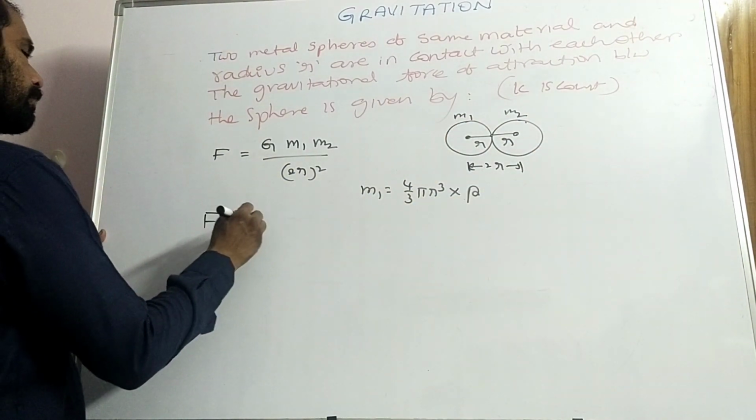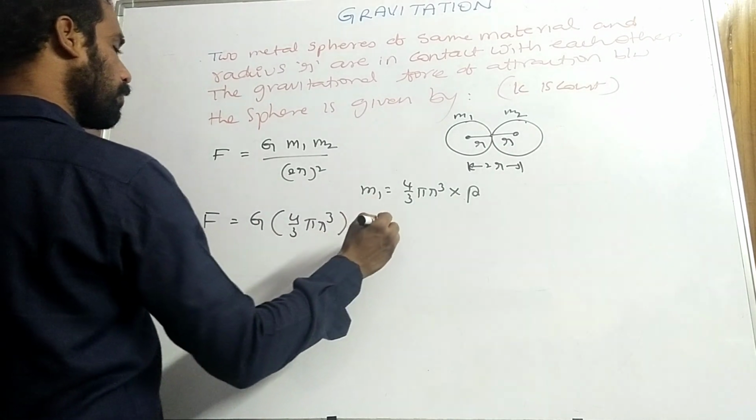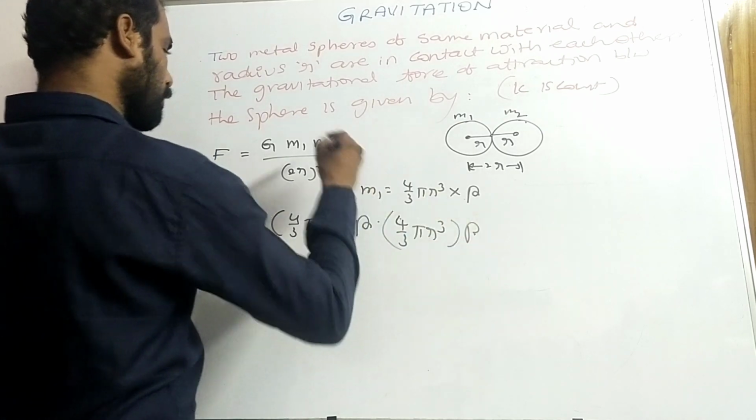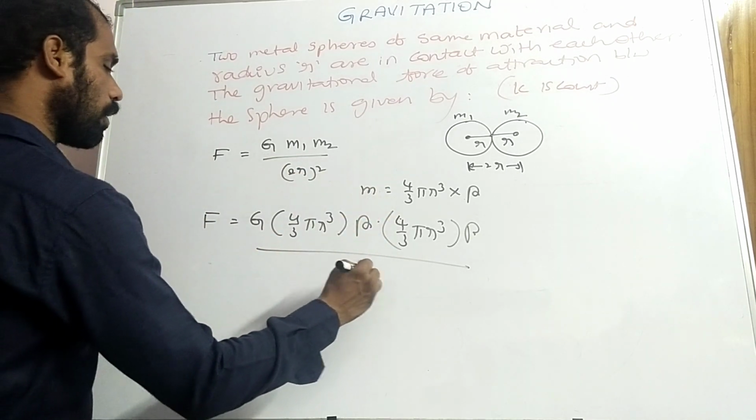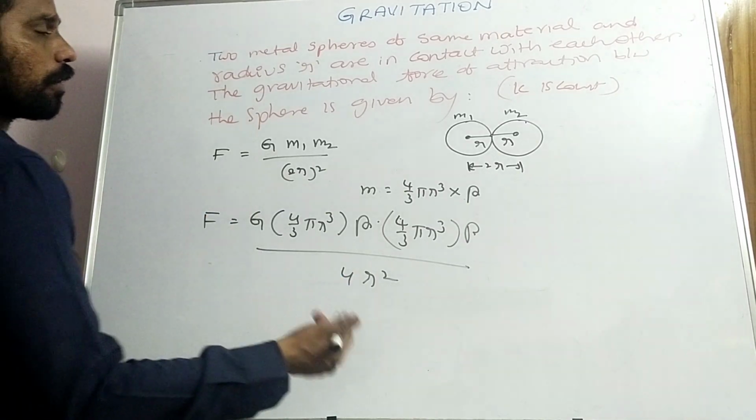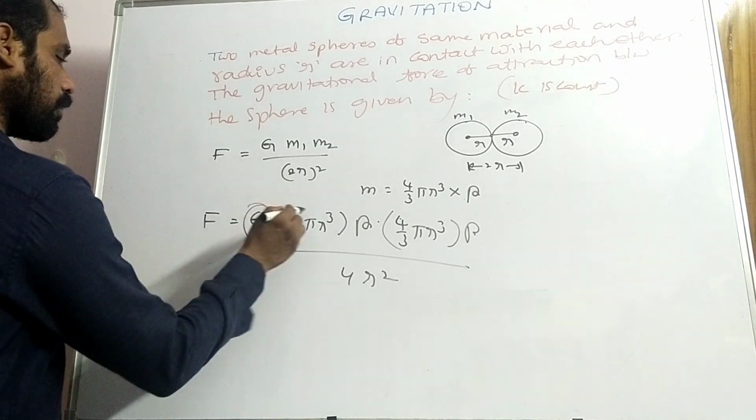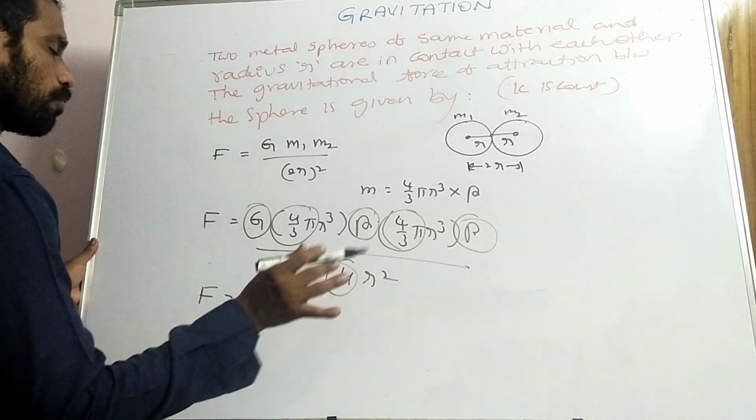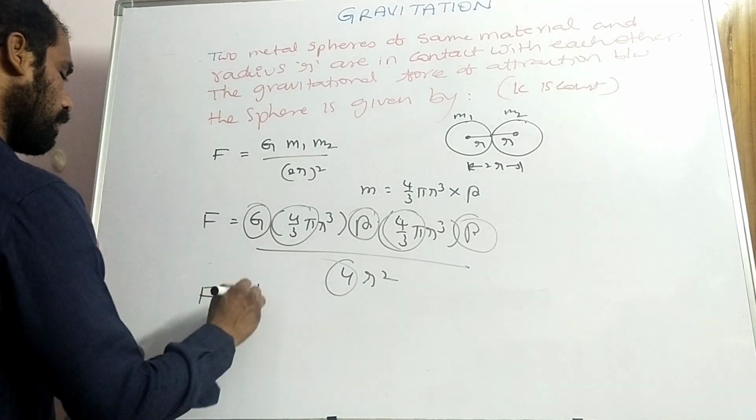So we can write the expression as G into 4 by 3 pi r cube into rho, into again 4 by 3 pi r cube into rho for the second mass m2, divided by 4r square. So what is the relation between F and r? F is equal to G constant, 4 by 3 pi constant, rho constant, 4 by 3 constant, 4 constant.